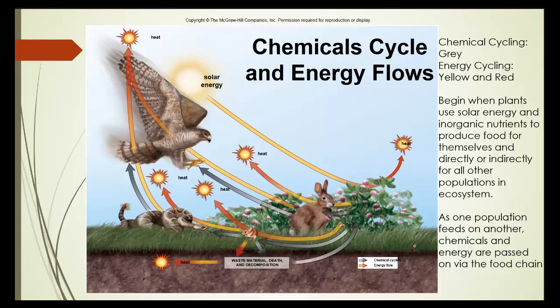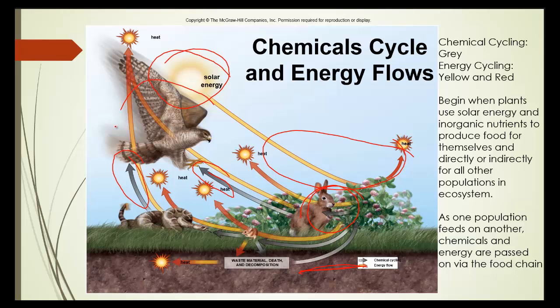Here's an example of a chemical cycle. The chemical cycling is in the gray, while the energy is in the yellow and the red. This process begins when plants use the solar energy and inorganic nutrients to produce food for themselves that goes directly or indirectly to all other populations in an ecosystem. Directly if the animal is eating the plants, indirectly if the animal is eating another animal that ate the plants.